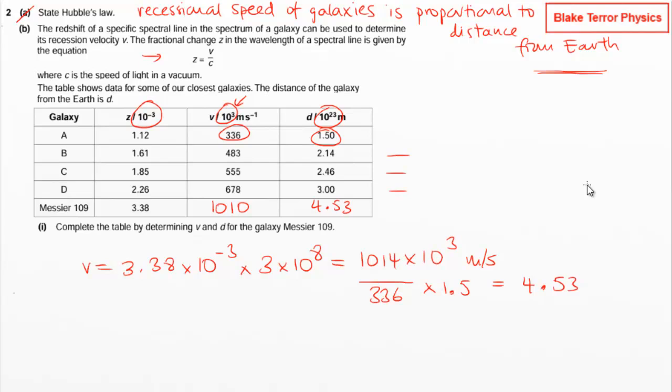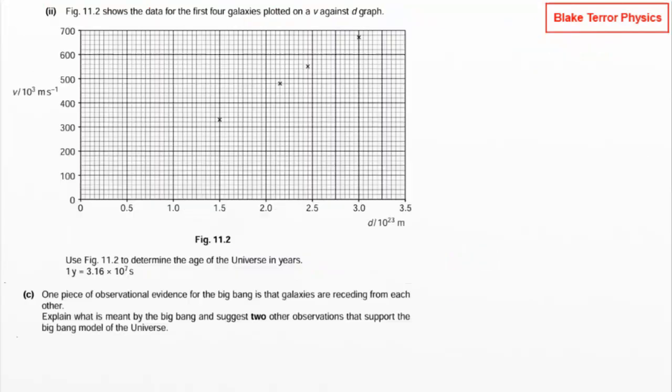So that was good. There's got to be more to this question than that, I would expect. Yes, here we go. They've now plotted out the data. Use this to determine the age of the universe in years, and they've given us the number of seconds in a year. This is one of the really difficult ones. I can't really do this properly on the screen, but you're going to want to draw your best fit line going through these. Work out the gradient of this line, because the gradient is equal to our Hubble constant.